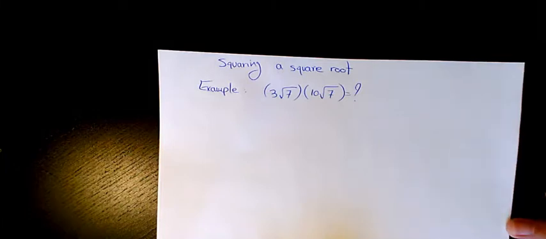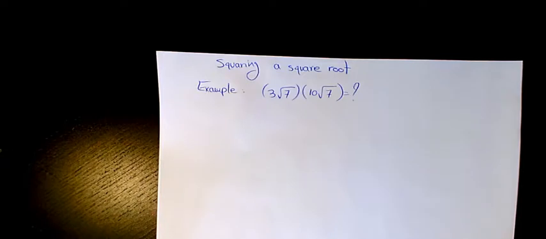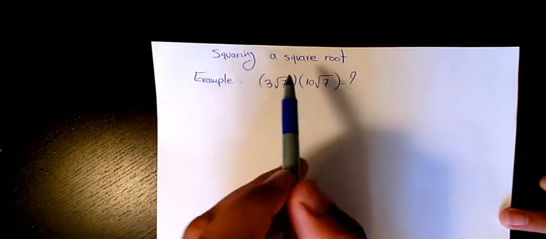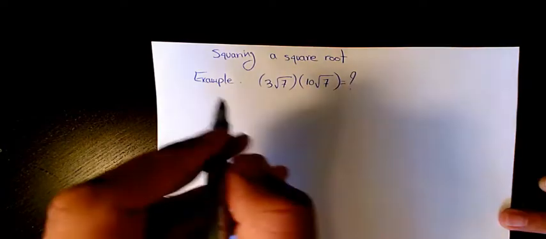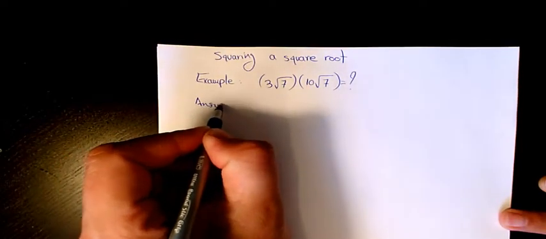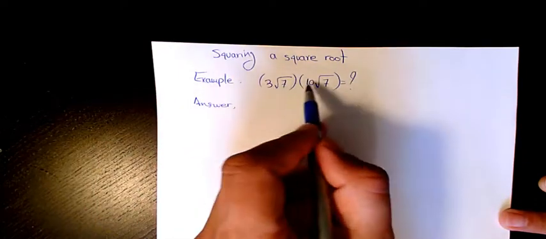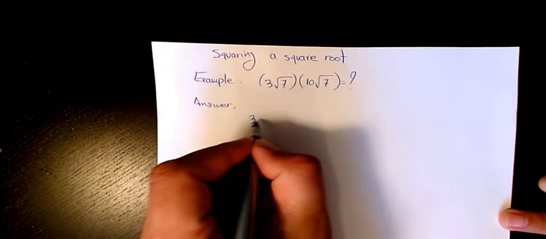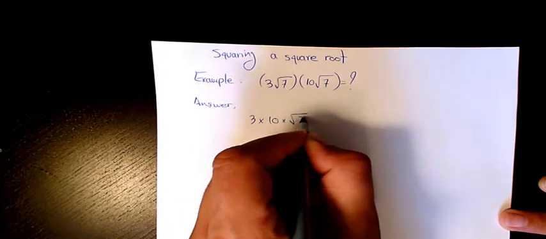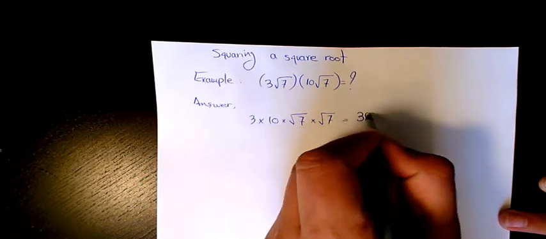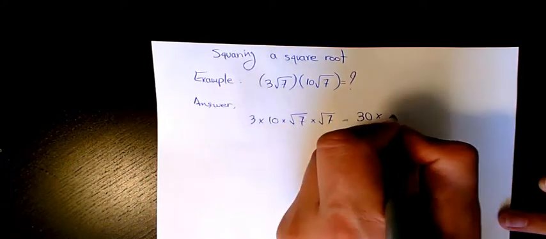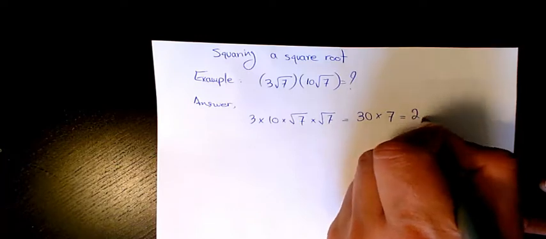Welcome to my channel. In this video I want to continue giving you some examples regarding square roots. First example I have right now is 3 root 7 times 10 root 7. The answer is 3 root 7 times 10 root 7 is going to be 3 times 10 times root 7 times root 7. 3 times 10 is 30. Root 7 times root 7 is going to be 7. That's going to be 210.